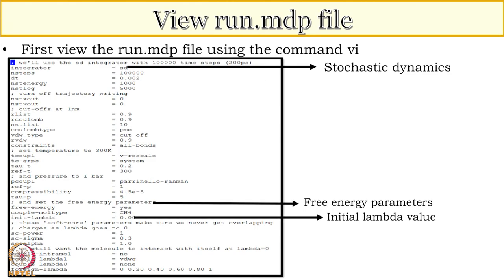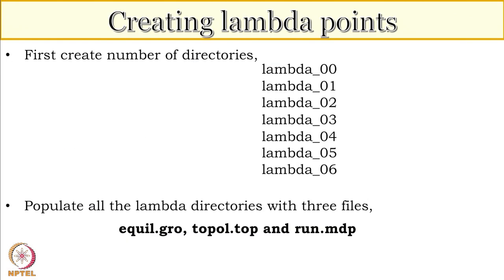So do you have to load all the directories with the 3 files? Yeah. We have to populate it because these 3 files need to be there in each lambda directory. But suppose I want to do lambda 06 calculation, for that will I not need the configuration from lambda 05? No, you have the equilibrated configuration, right? Right. Okay. So once you have the equilibrated configuration, you can start your calculation at each lambda point separately. You don't need a file from lambda 05 for 06. Okay.